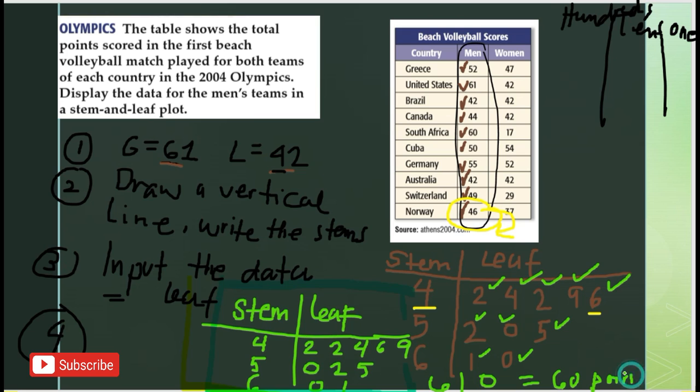Another way to check whether you did it right is to count your data again. 1, 2, 3, 4, 5, 6, 7, 8, 9, 10. So you should also have 10 leaves. So we have 1, 2, 3, 4, 5, 6, 7, 8, 9, 10.